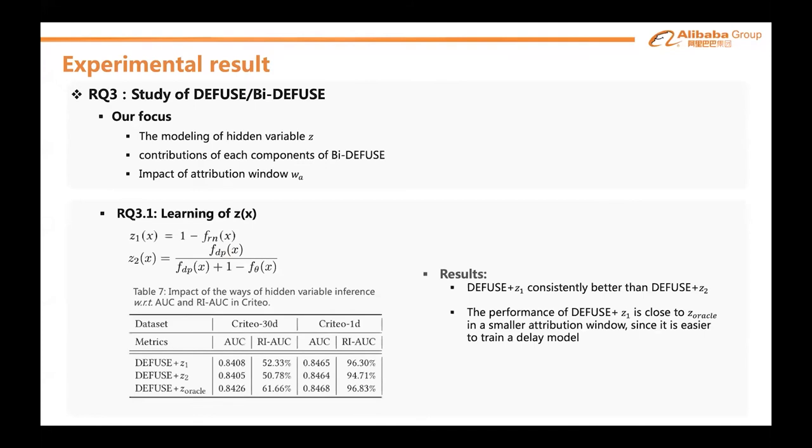Ablation studies are also conducted to investigate the rationality and effectiveness of our designs. First, in DIFUSE, we introduced the latent variable Z to help us distinguish between FN and RN. We evaluated the inference of the two different Z. We can see that the performance of Z1 is always better than that of Z2. This indicates that the form of Z1 is more stable as it can avoid additional variance compared with Z2. And the performance of Z1 is close to the oracle on critical one day, which reflects it's easier to train a delayed model under small attribution window.